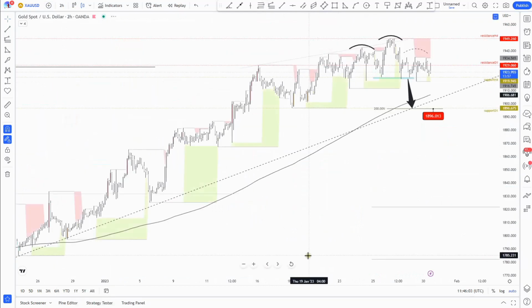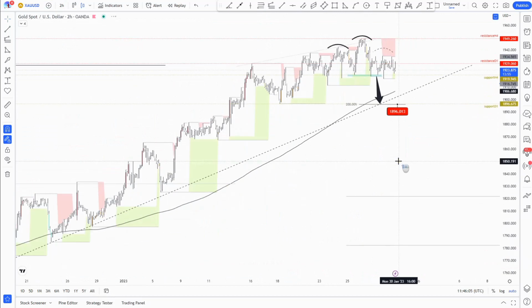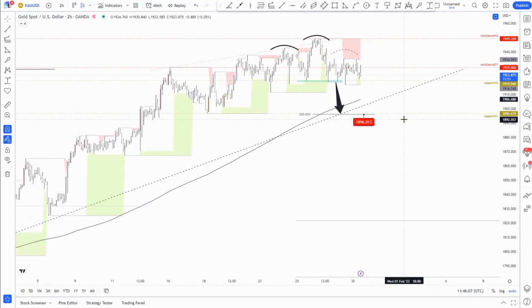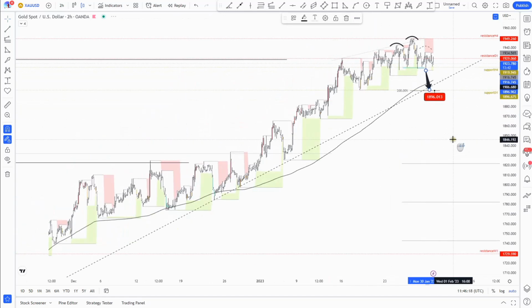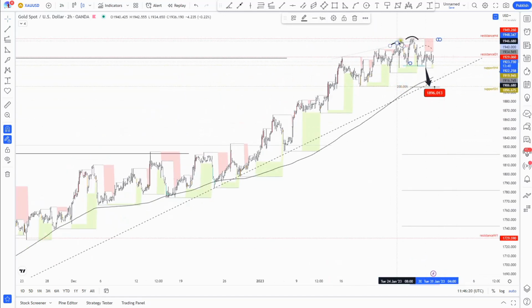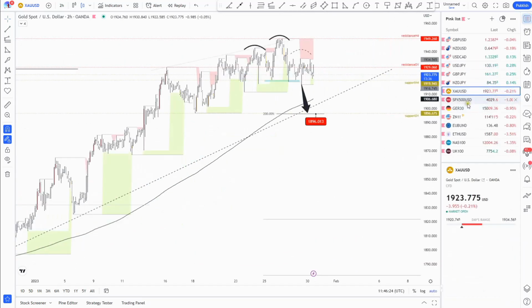I shared also this potential head and shoulders formation. So if you prefer a lower time frame event to trade, wait for the violation of this support level that should trigger a move to 1896. That's a default target for this head and shoulders pattern formation on gold.